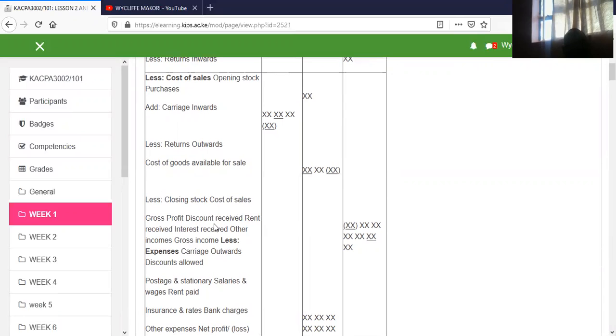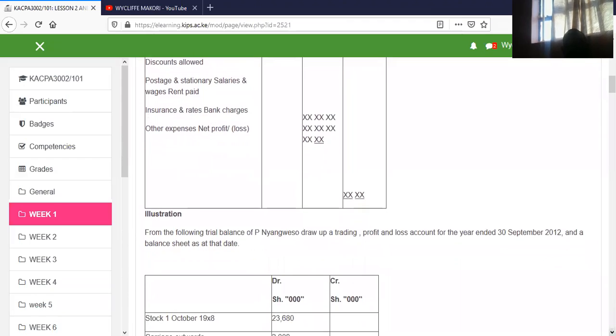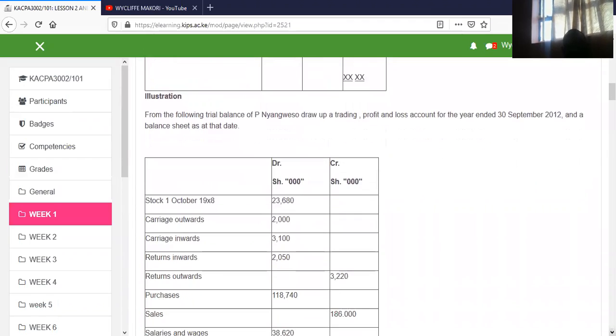gross profit. The gross profit, then you add the discount received, rent received, interest received, and other incomes, so that you can get now all the incomes. Then you less all the expenses for that particular period, so that you can arrive at the net profit. There's an illustration that is here.